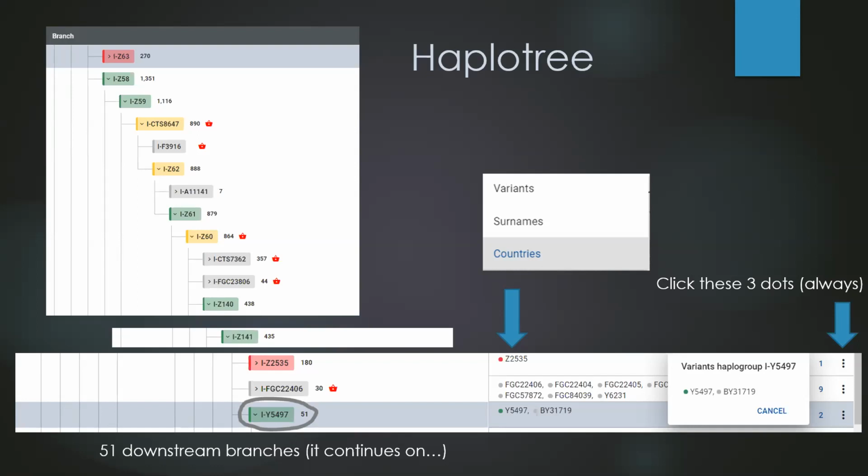There is a place in the middle on the report for variants, surnames, and countries. And what's shown here are the variants. So what are the different terminal SNPs that show up? That's what those letters and numbers mean. You can click on surnames and you can get names here instead of variants. And you can click on countries. And I think I have a screenshot later of what it looks like when they put all the country maps in there.